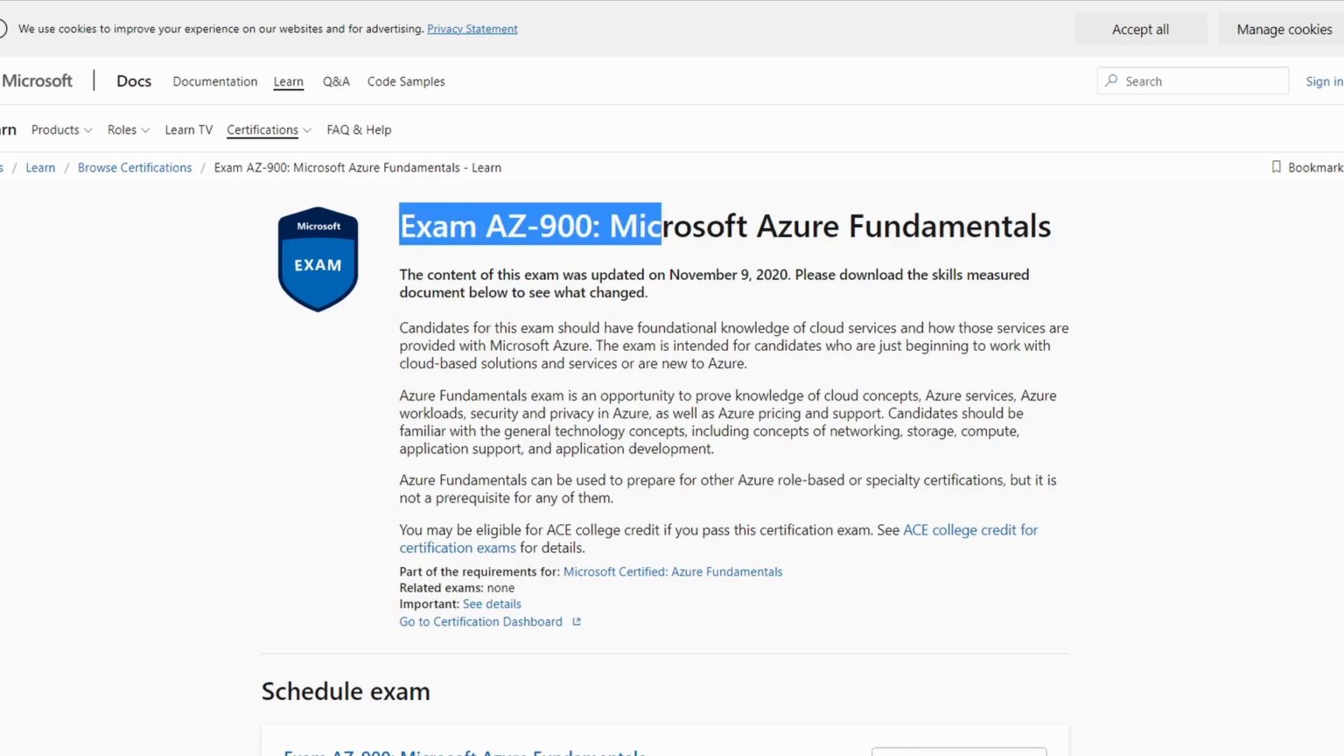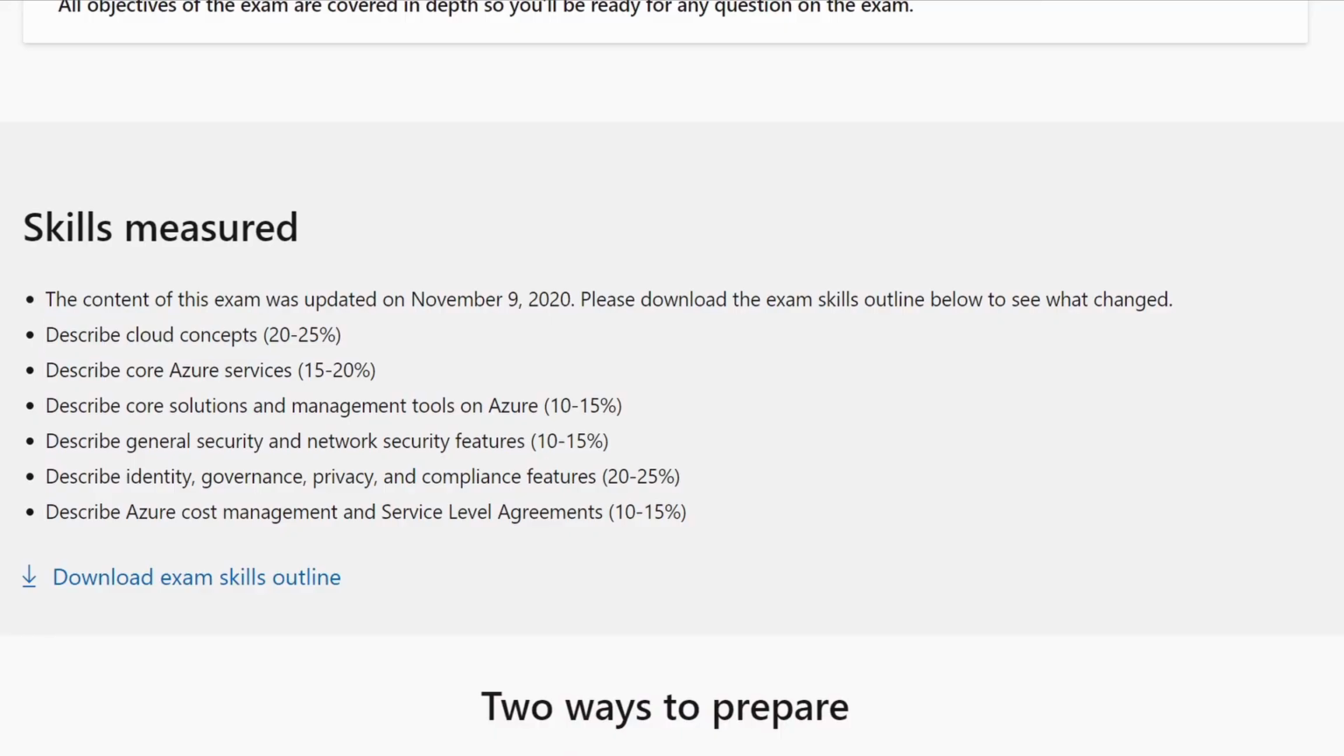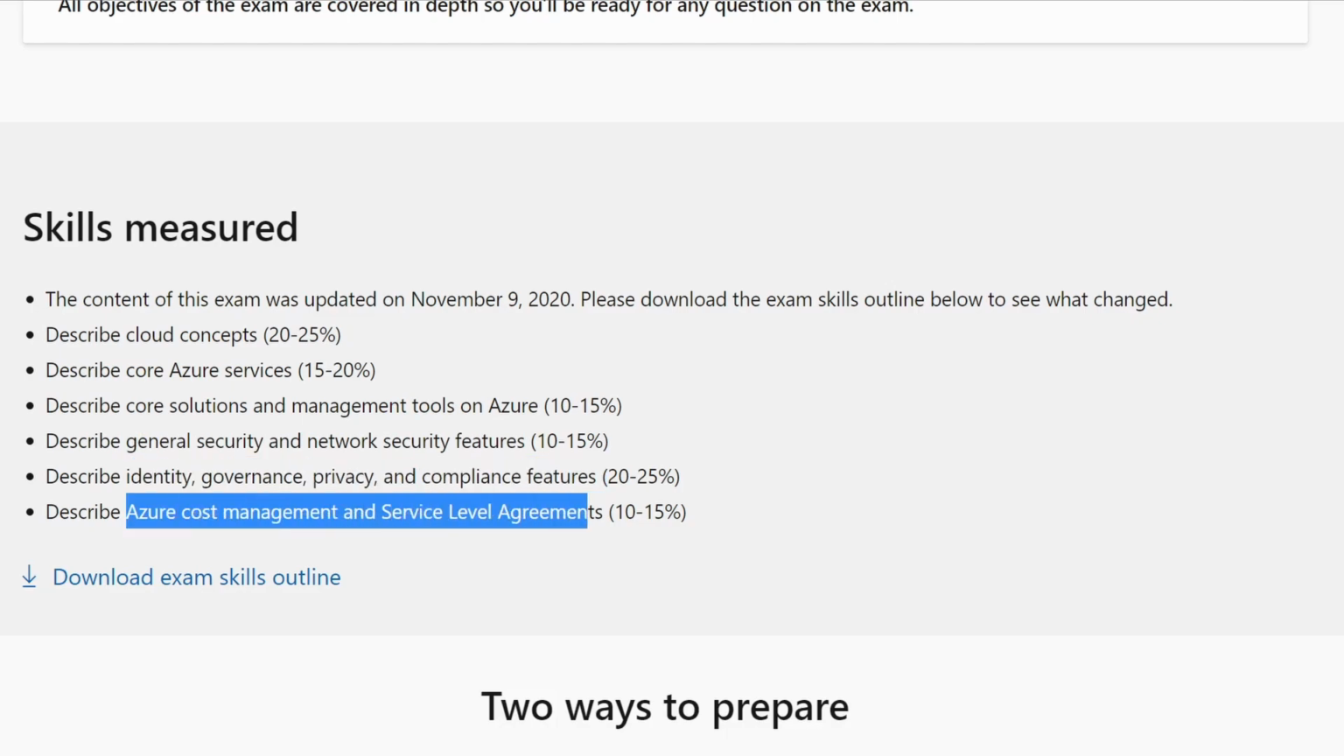So just an overview of what this exam covers: it's cloud concepts, Azure services, solutions management tools on Azure, general security and network security features, identity governance, privacy compliance features, and also Azure cost management and service level agreements. Now, if none of this makes sense to you, don't worry. This is what we'll be covering.